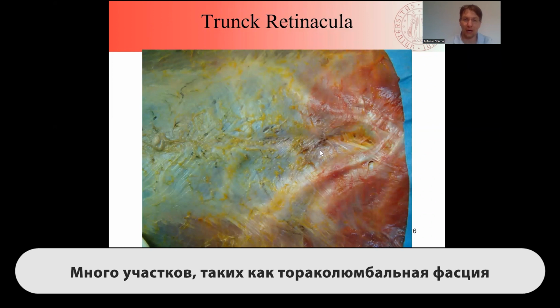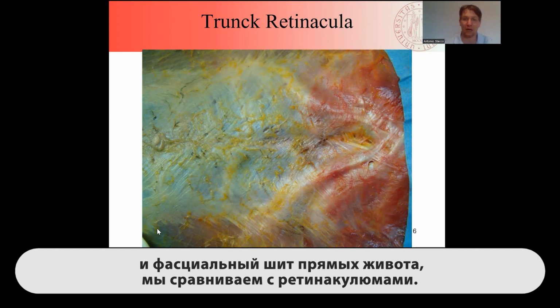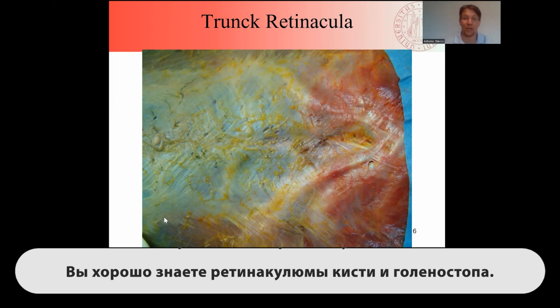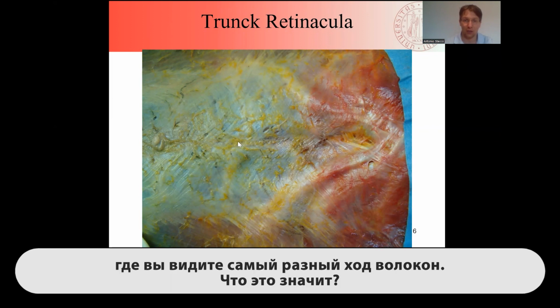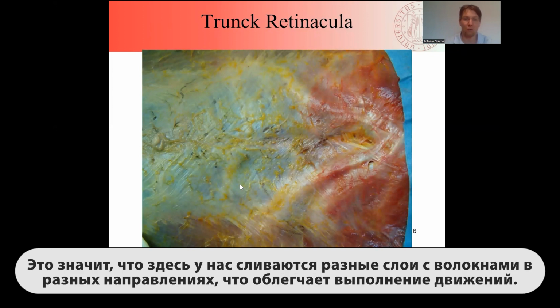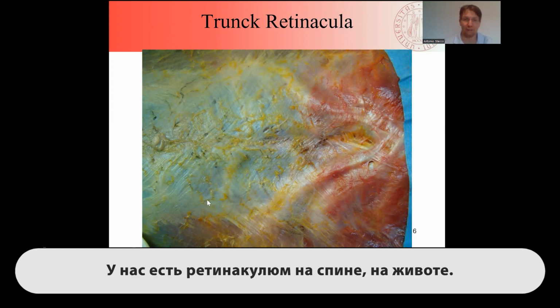So there are a lot of areas like the thoracolumbar fascia, like the rectus abdominis sheath, that we call a retinacula. You know very well the retinacula of the wrist. You know very well the retinacula of the ankle. But in reality, in our body, we have a lot of retinacula, like in the abdominal region. So the rectus abdominis sheath, you see collagen fiber going in this direction, and then we have collagen fiber vertical. So what does it mean? It means that right here we have a convergence of different loads in different directions that will facilitate specific motion. We have a retinacula in the front of the abdominal sheath.